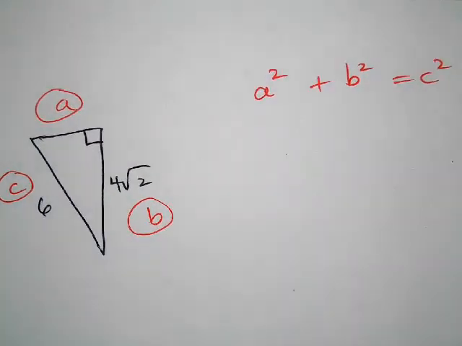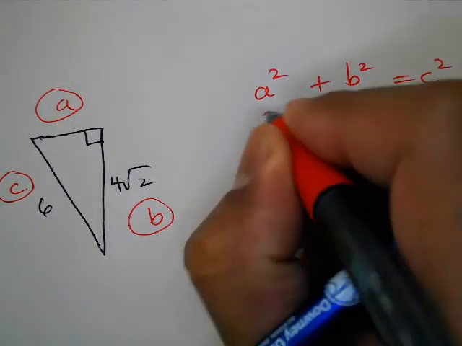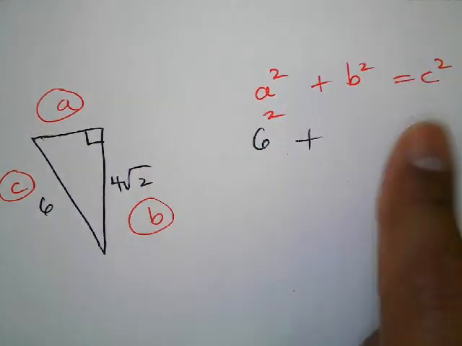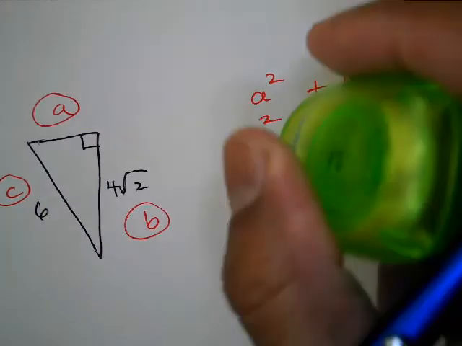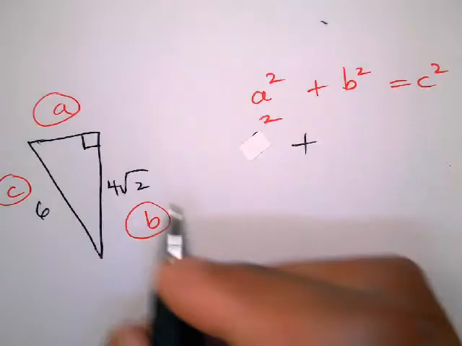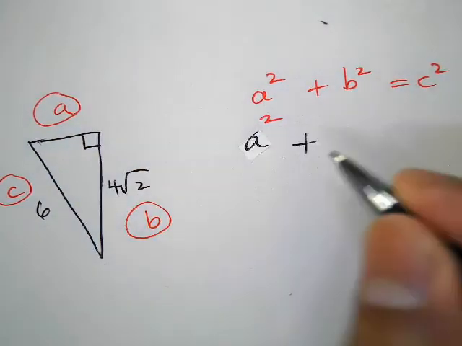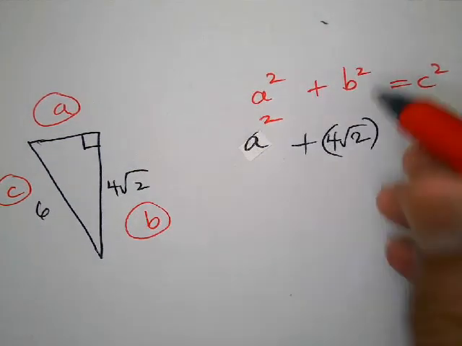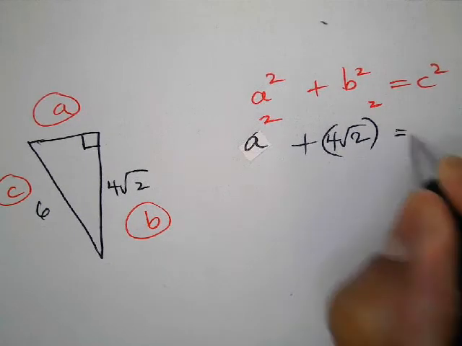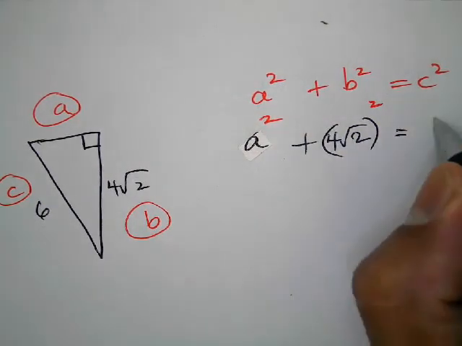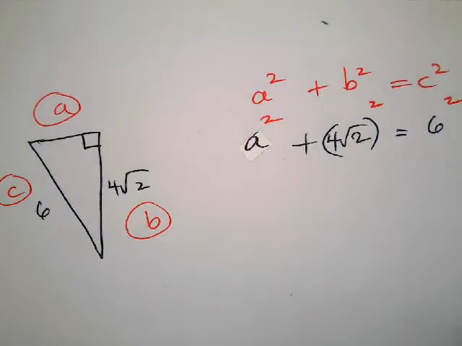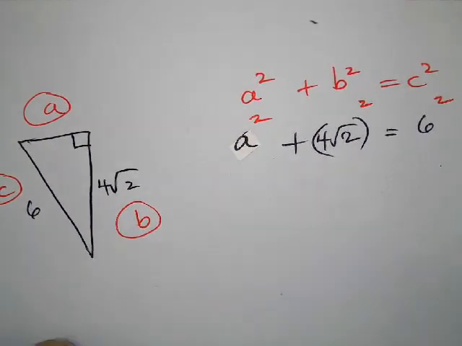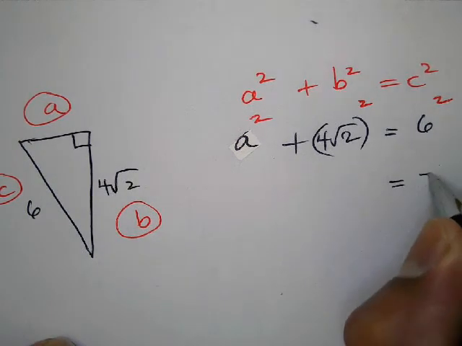All right, here we go. So that's going to be 6 squared plus... Oh, no, that's not right. C is over here. Oh, don't do that. A is over here. That's A squared plus B squared, which is 4 root 2 squared, equals what? C is over here, 6 squared. I almost fell into the same mistakes a lot of students do. All right, watch out when you put this. Make sure it's correct.